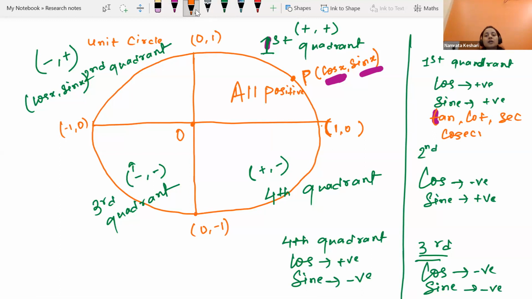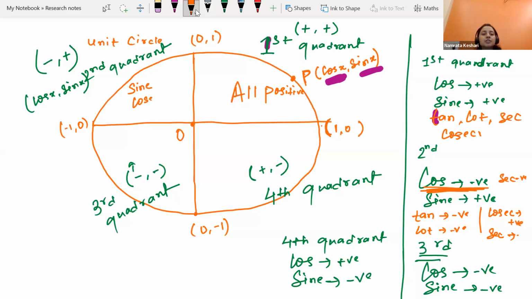Similarly, in the second quadrant, cos is negative, sin is positive. Due to this, if cos is negative and sin is positive, tan will be negative or positive? Negative. Similarly, cot will be negative. Cosec will be positive. And sec will be negative, since cos is negative. That's why we say that in the second quadrant everything is negative except sine and cosec, which are dependent on each other.